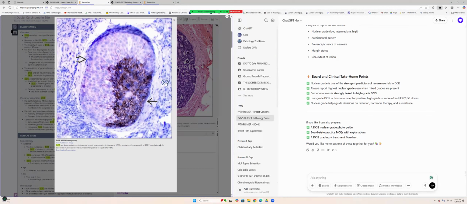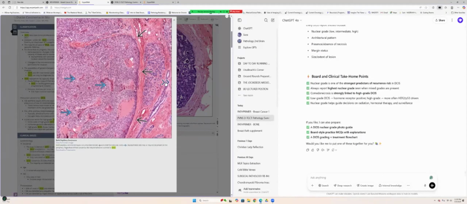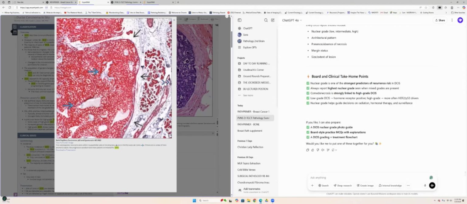Heterogeneity. Solid papillary carcinoma. Shaped like DCIS. Solid papillary carcinoma. This is just the correct name.